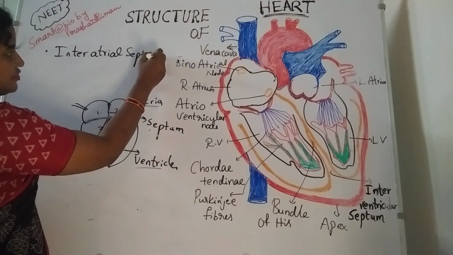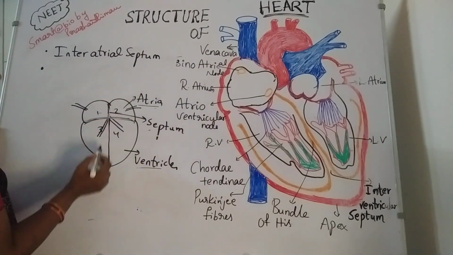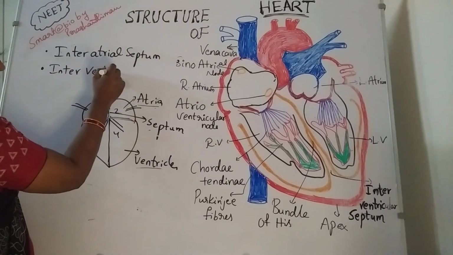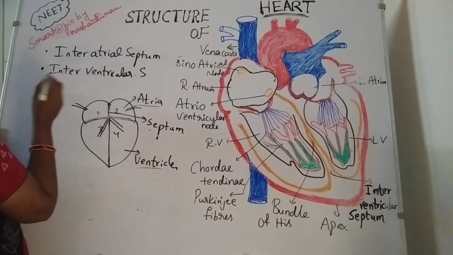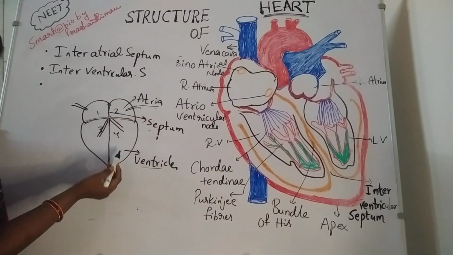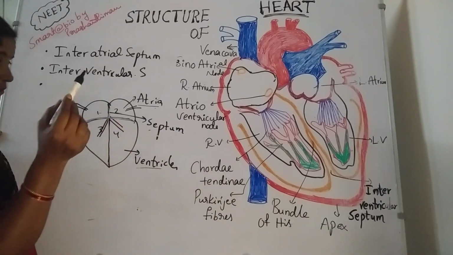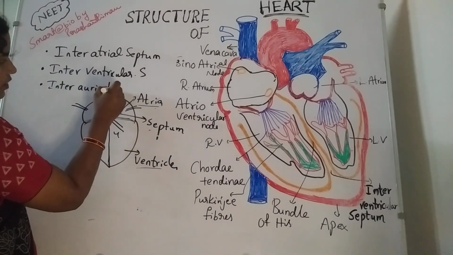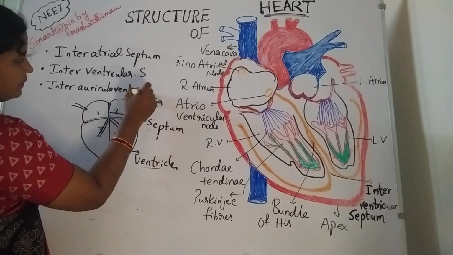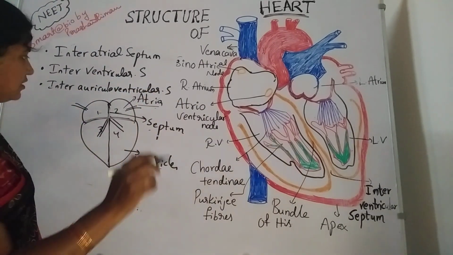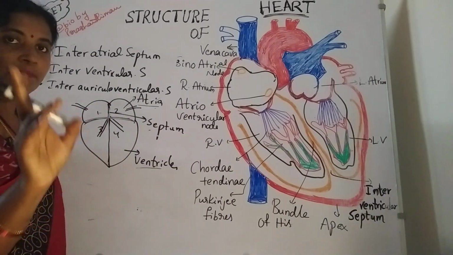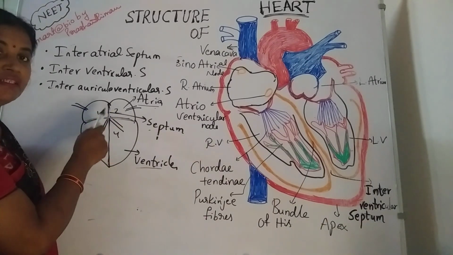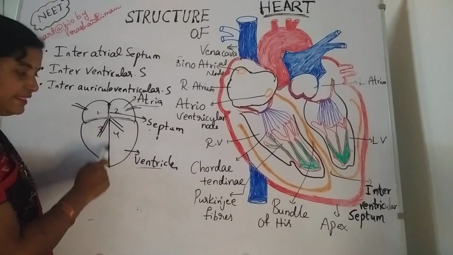Interatrial septum means which divides two atriums, and then the interventricular septum. And the atriums and ventricles are separated by the interauriculoventricular septum. Clear? What is septum? The membrane which separates the chambers. So if it is separating two atriums, definitely it will be interatrial septum. If it is separating two ventricles, interventricular septum.